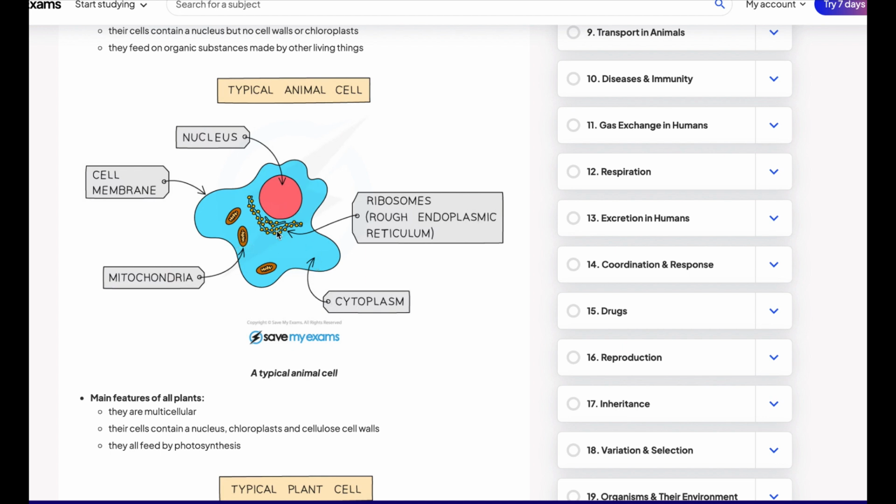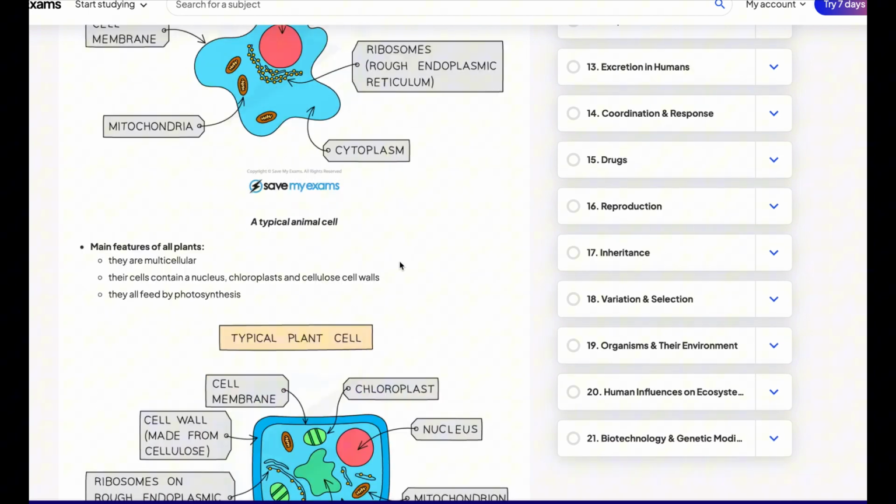And then we have all these tiny greenish or bluish coloration, which is called the cytoplasm, where the metabolic activity takes place. Then you have the ribosomes and the endoplasmic reticulum, which is also called the rough endoplasmic reticulum, the site where protein synthesis takes place in the cells of the animal.